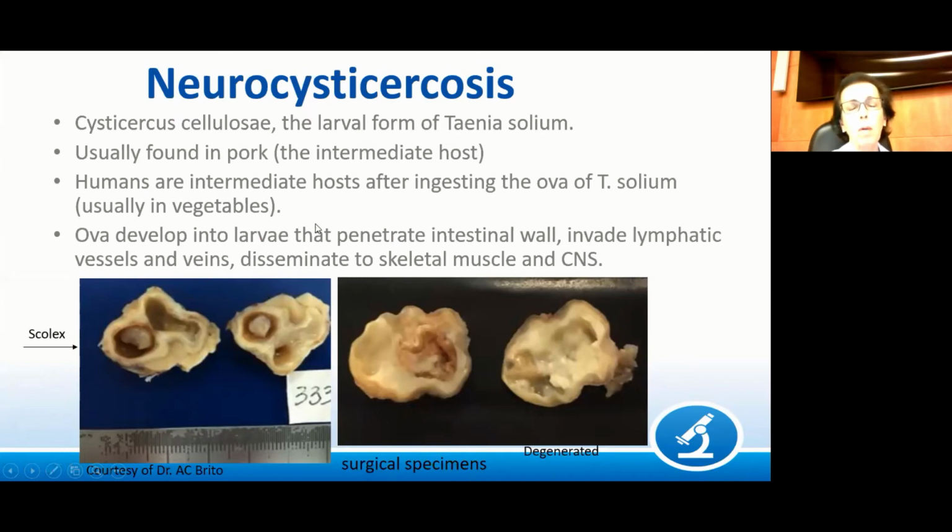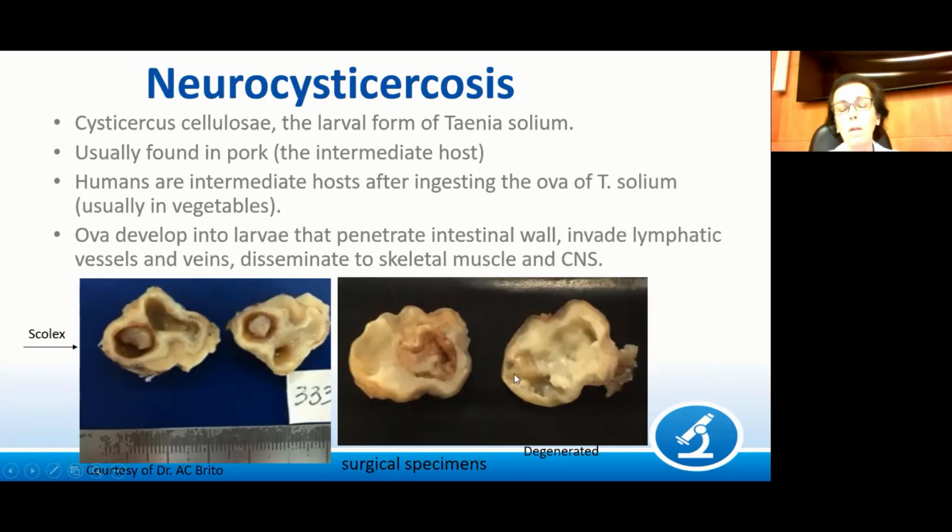I'm not talking about pathogens in general, just to tell you, we don't get it when we eat pork meat. We get it when we eat the ova, which are usually in badly washed vegetables. And I saw some surgical specimens like this in this region. Here we have the scolex, the head of the larva, which is still viable here, and usually degenerates.